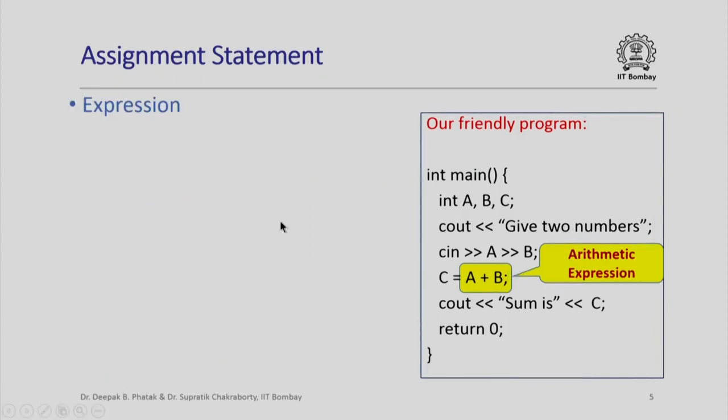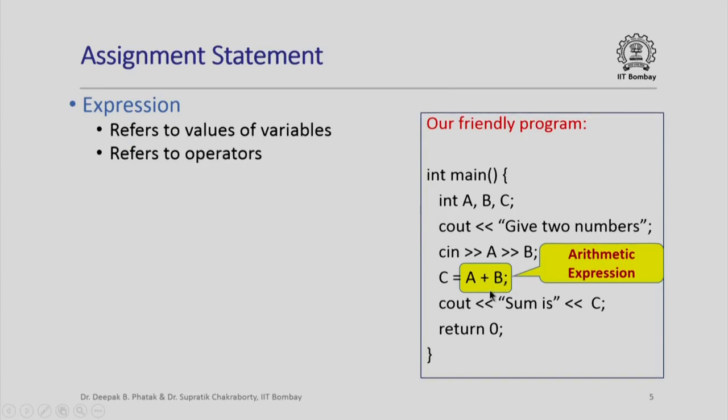Now, if you look at this assignment statement, the right hand side of the equal sign, which is also called the right hand side of the assignment, is an arithmetic expression. So, an arithmetic expression in general refers to values of variables. For example, here we have A as well as B. It refers to operators. Here we have the plus operator, and it evaluates to a value.